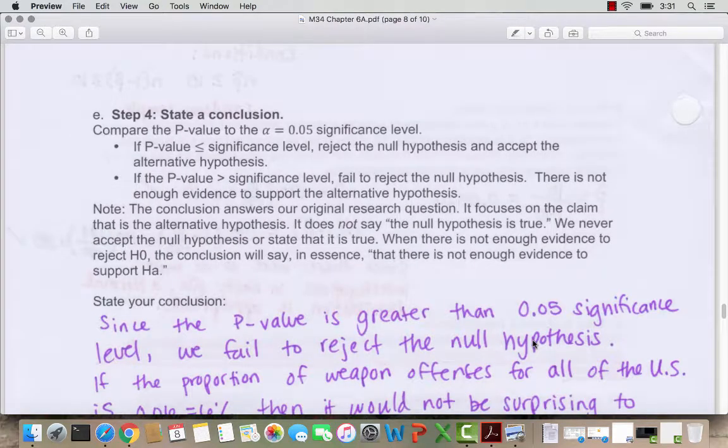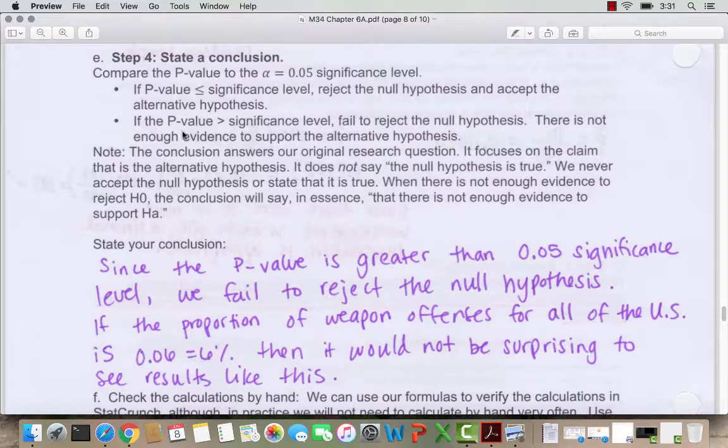So now we compare our p-value to the 0.05 significance level, and we're in this scenario, in the second bullet, where the p-value is greater than the significance level. So we fail to reject the null hypothesis. There is not enough evidence to support the alternative hypothesis. Notice, we don't get to say the null hypothesis is true. We don't get to say the proportion equals 0.06. We just don't have enough evidence to reject that theory.